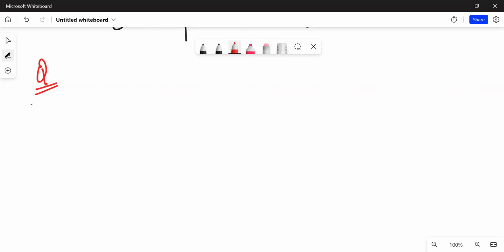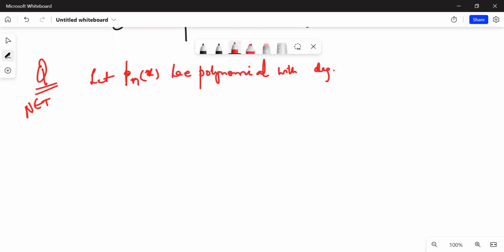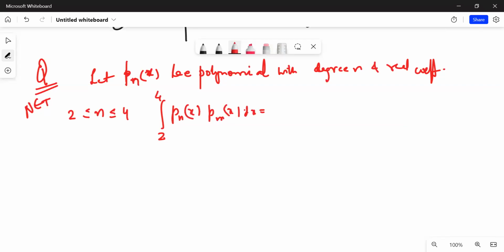And this is the NET June attempt, 2011. And it says, let Pn(x), now here they have concealed the information. They're not saying that this is a Legendre polynomial, they're just saying it is a polynomial with degree n and real coefficients. Okay. And in the interval 2 to 4, the integration from 2 to 4 of Pn(x) Pm(x) dx is equal to the Kronecker delta nm. So this is what they're saying.